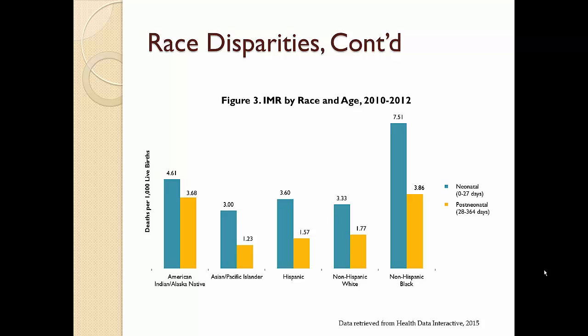An analysis of the age of the infant at the time of birth reveals that black children are more than twice as likely to die during the neonatal period than non-Hispanic whites. While American Indian Alaskan Natives have comparable post-neonatal rates with that of blacks, their neonatal death rates more closely resemble Asian Pacific Islanders, Hispanics, and non-Hispanic whites.